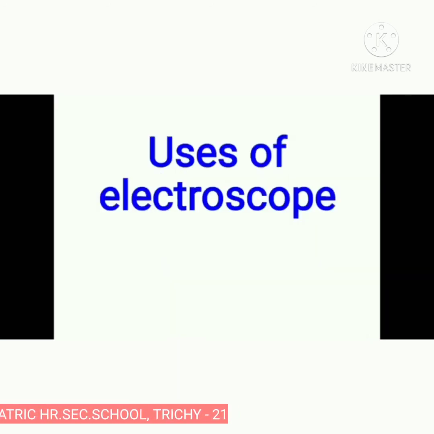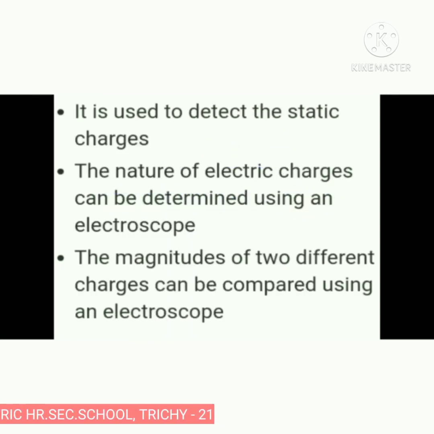Uses of electroscope. It is used to detect static charges. The nature of electric charges can be determined using an electroscope. The magnitudes of two different charges can be compared using an electroscope.